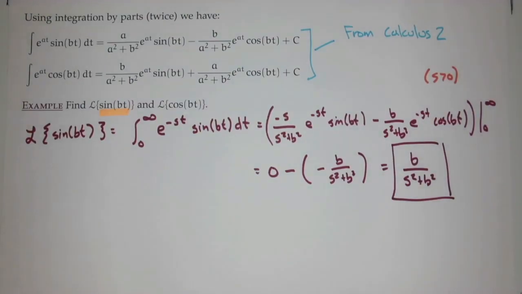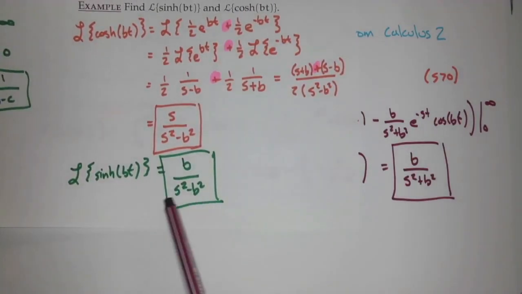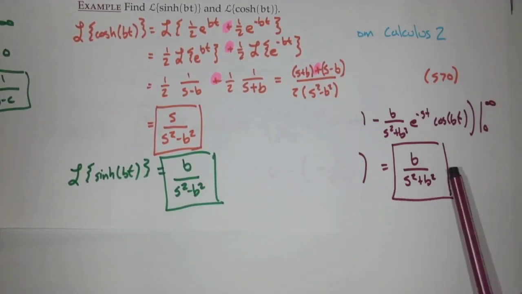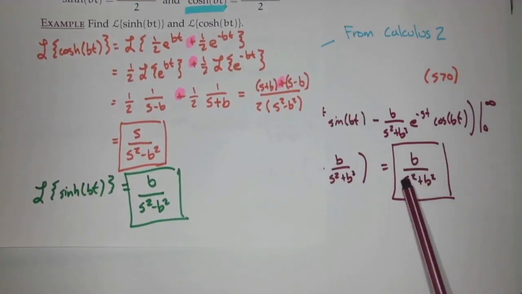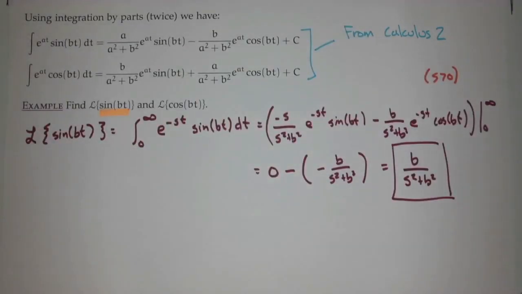And we're done. Now, does this sound familiar? Like we've seen something similar before? Sinh was b over s squared minus b squared. Sine is b over s squared plus b squared. Coincidence? No. We don't believe in coincidences. Or maybe we do, I don't know. But it's not a coincidence. There's a connection. We'll do that in just a moment.